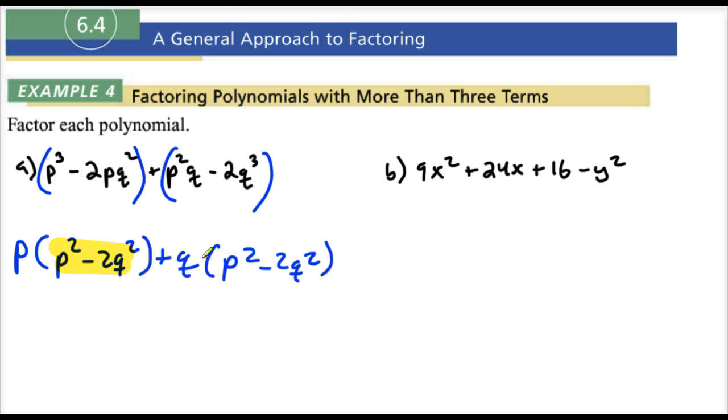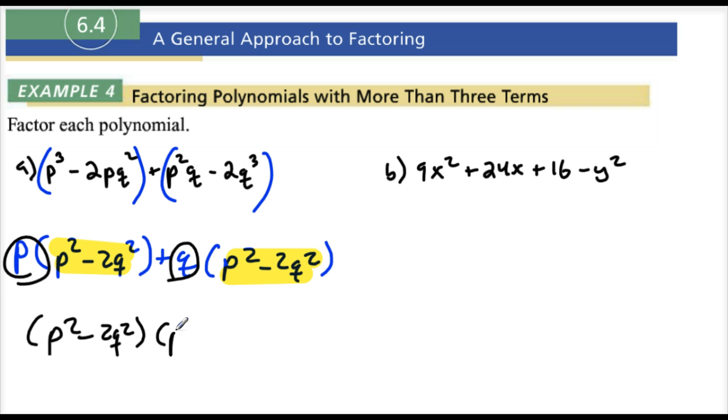And this should always happen. Whatever is inside of both of the parentheses should always be the same. So I'm going to factor that out and get p squared minus 2q squared. And then whatever you have left is your answer, p plus q. And that would be the factors.